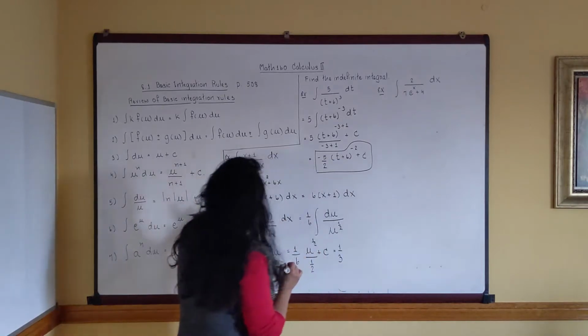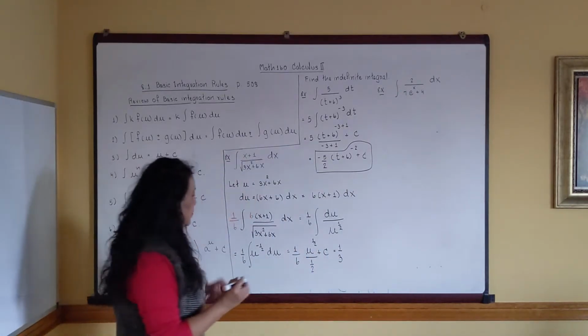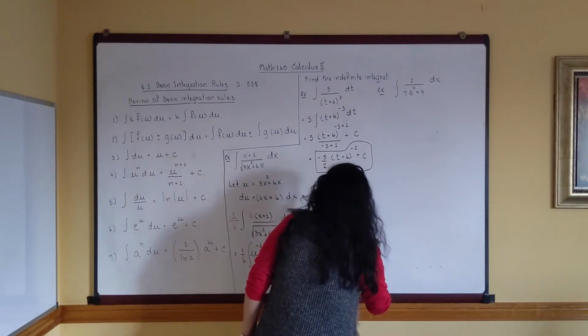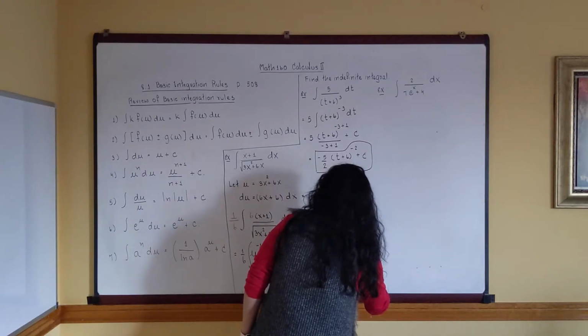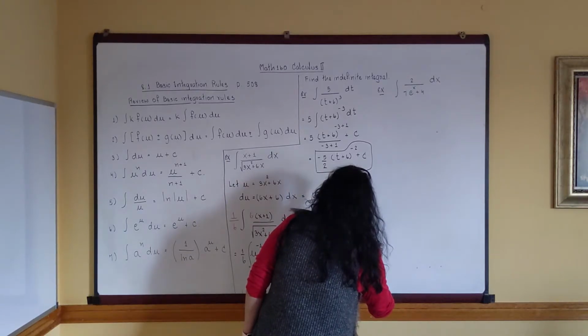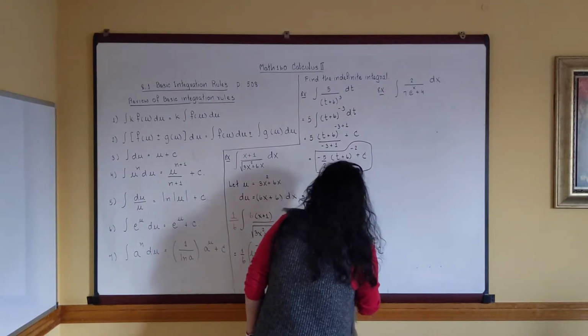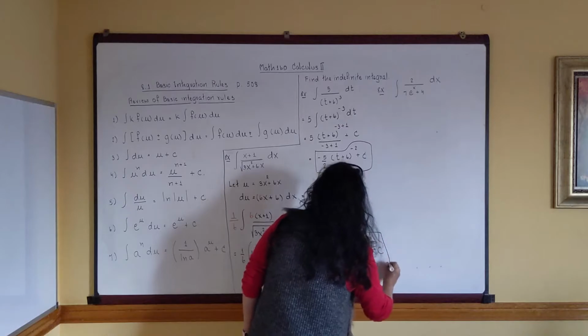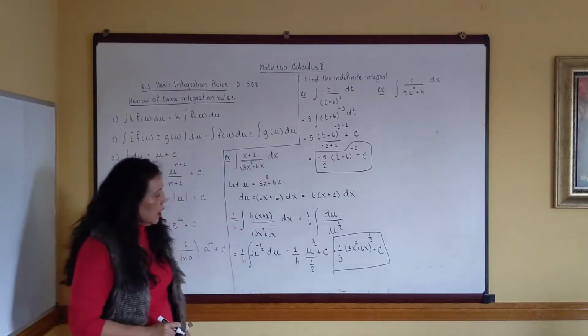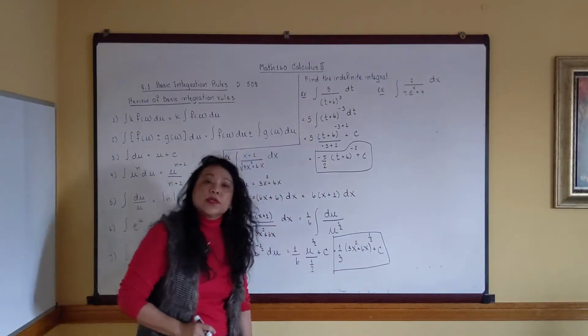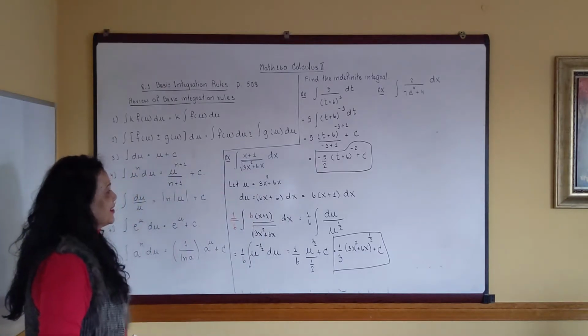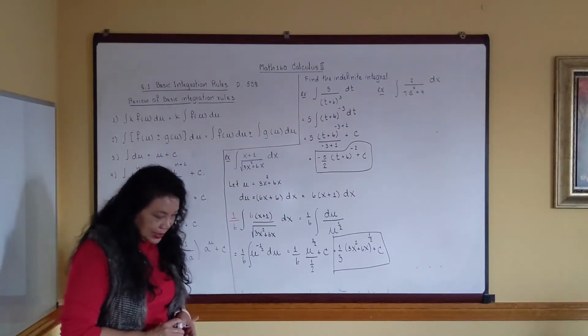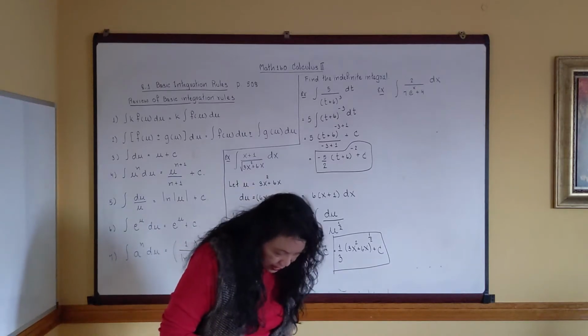What is my u? My u is this one right here. 3x squared plus 6x to the 1/2, plus c. All right, so that's the answer. Or you can write this as a square root, which is the same thing. Let's look at the last example.